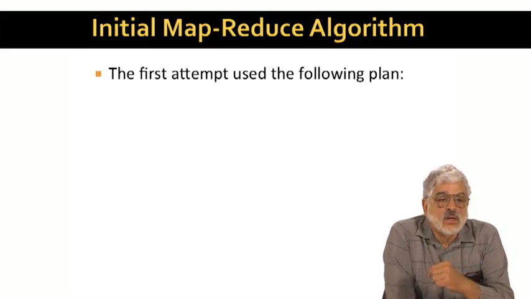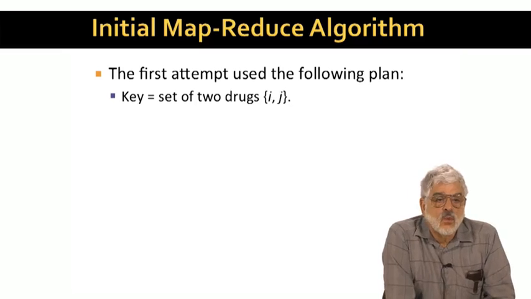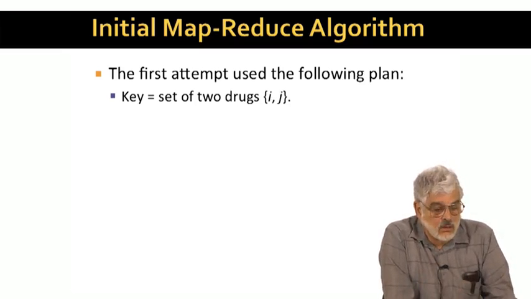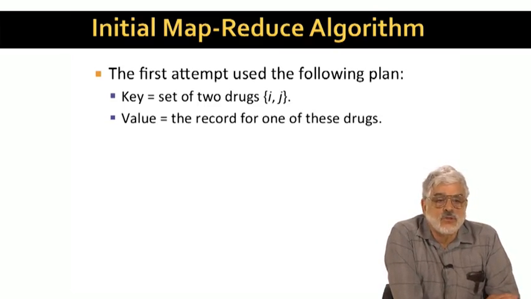Okay, here's what, in a sense, is the obvious way to do the comparisons using MapReduce. We'll have a key for each pair of drugs, I and J. You can think of the set as a sorted list. It's the same thing, really. And the value will be the megabyte-long record for one of these two drugs.